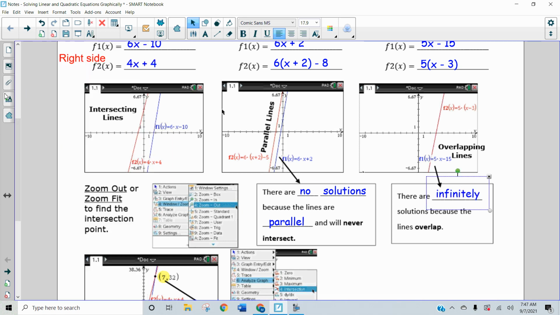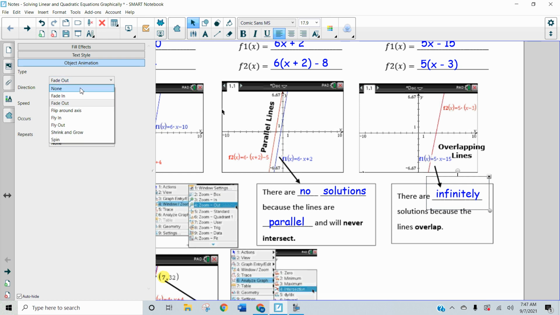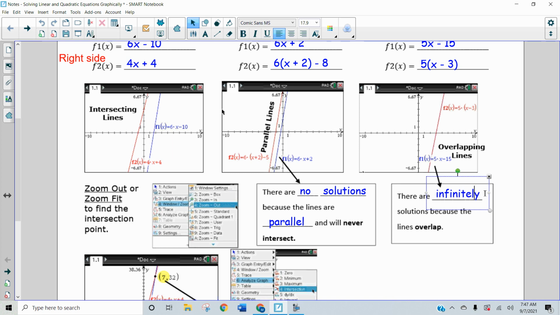Let me do this because I don't like my work there. Whoops, I guess it doesn't want to let me fix it. So let me see if I can. So there are infinite solutions.